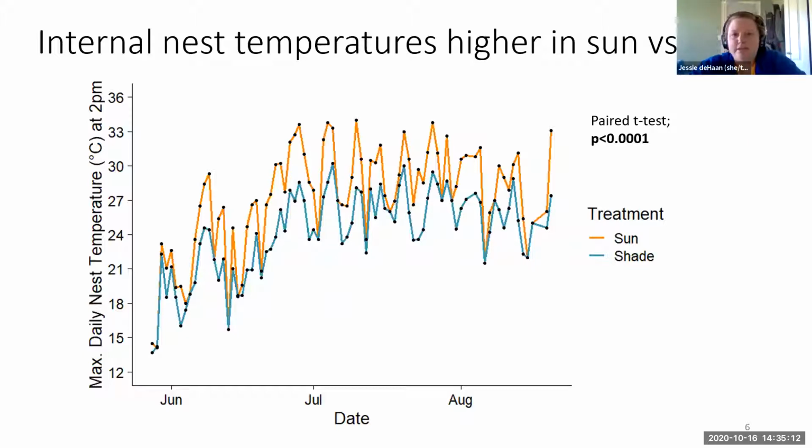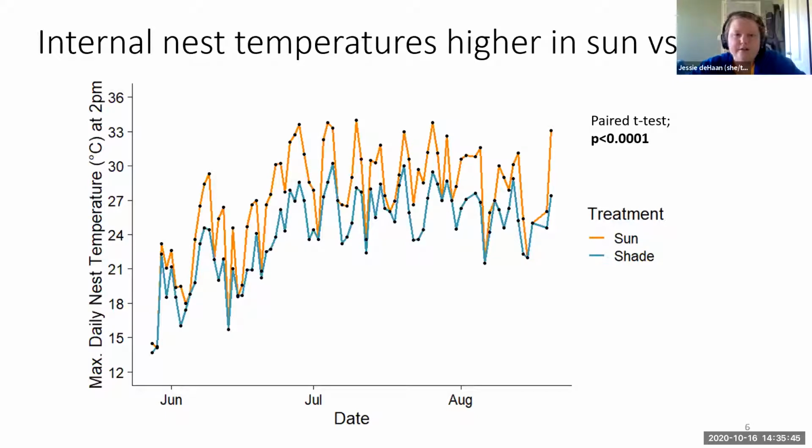And so the figure on this slide shows the date that I recorded their temperatures, from late May to late August, which is the active flight period of Ceratina calcarata. And on the y-axis, you can see the maximum daily nest temperature in degrees Celsius, as taken at 2 p.m. And we can see that in all but a few cases, the internal nest temperature in the sun was higher than that of the internal nest temperature in the shade. And this difference is significant with a paired t-test.